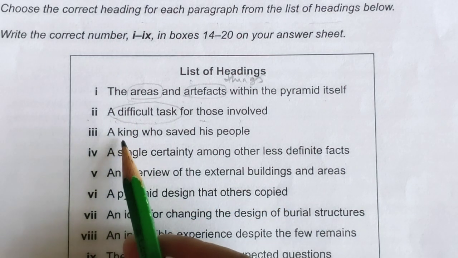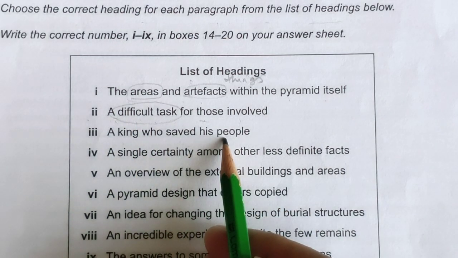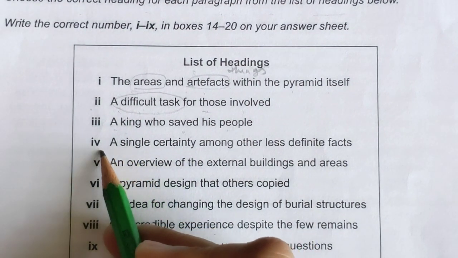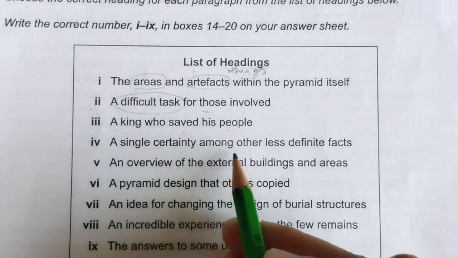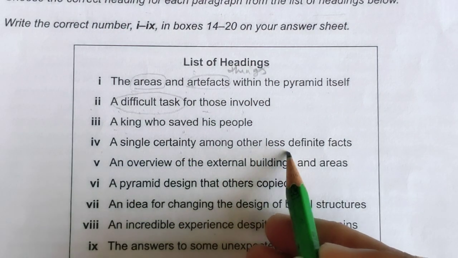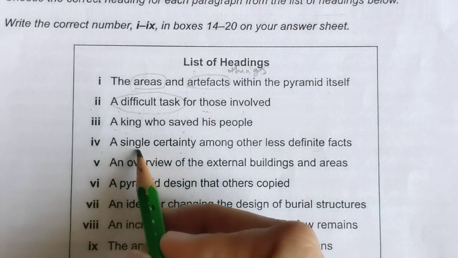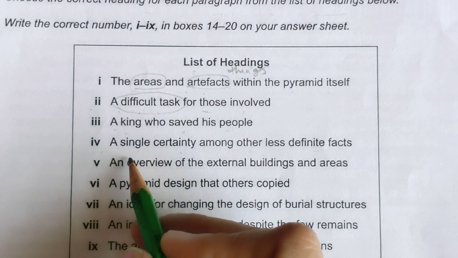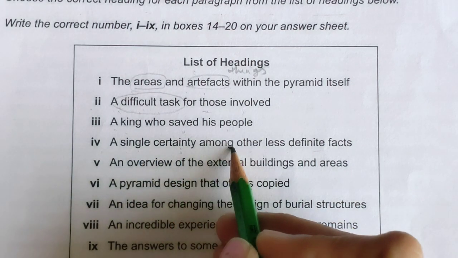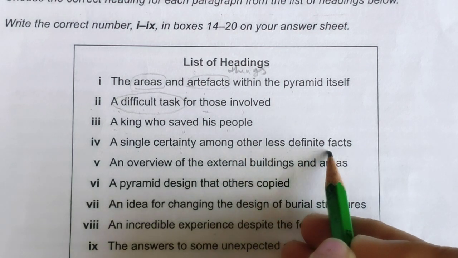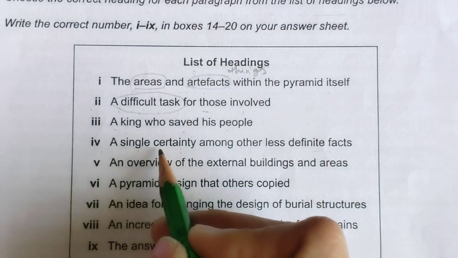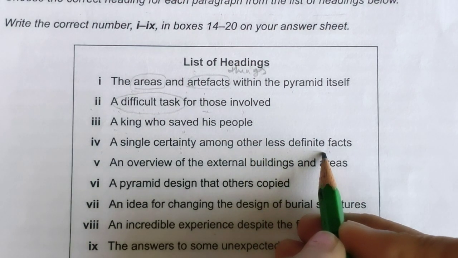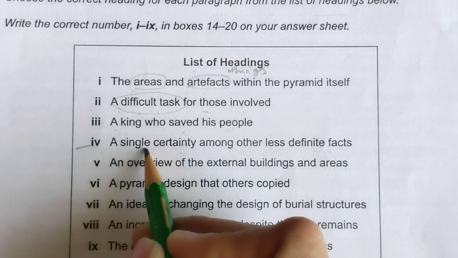So the next one, a king who saved his people. Okay, so very simple, no need to repeat it. Fourth one is a single certainty among other less definite facts. Okay, single certainty. You need to understand the exact meaning: a single definite thing was there among other less definite facts. This kind of thing they want to convey here.